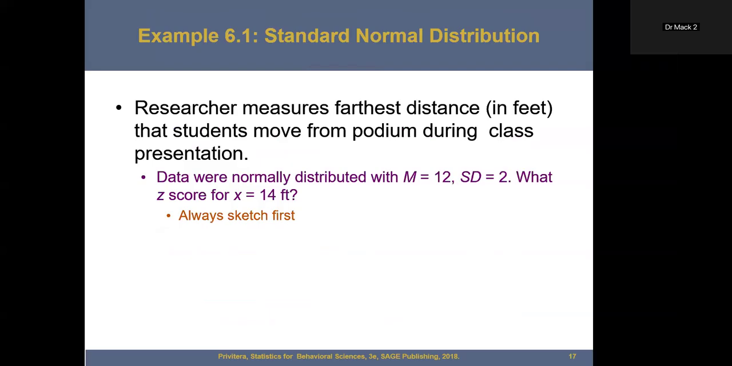Got that? If not, tell me, I'll go back. Think you all do. So for example, we will do a standard normal distribution. A researcher measures the farthest distance in feet the students move from the podium during a class presentation, maybe because they're nervous, or maybe they're just walking around presenting. Data were normally distributed. That just means a bell curve. With the mean at 12, standard deviation at 2, what is the z-score for x equals 14 feet?